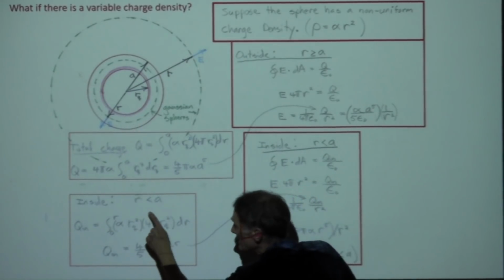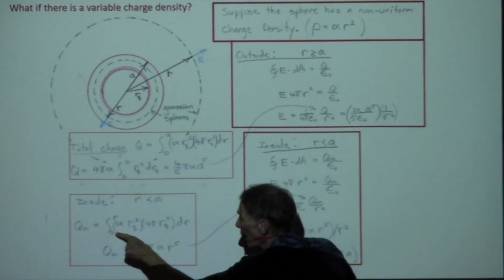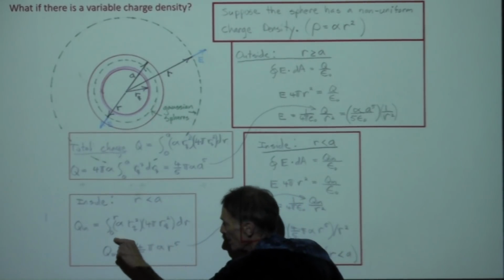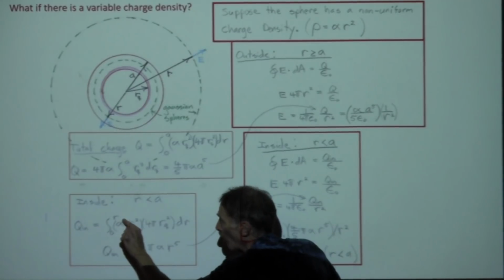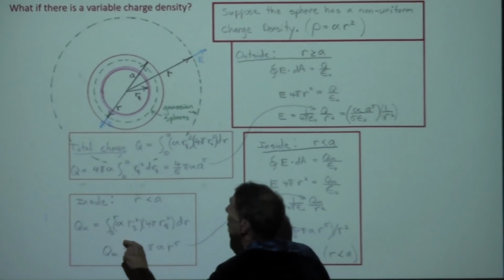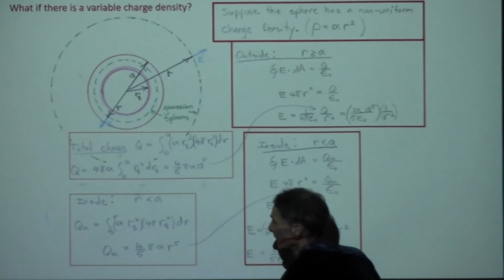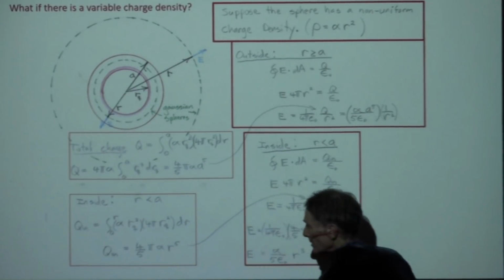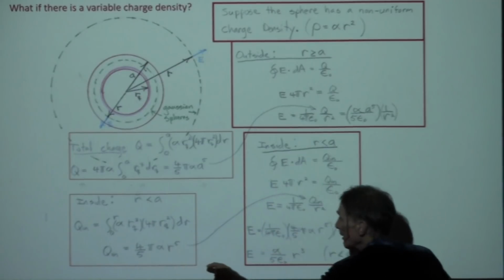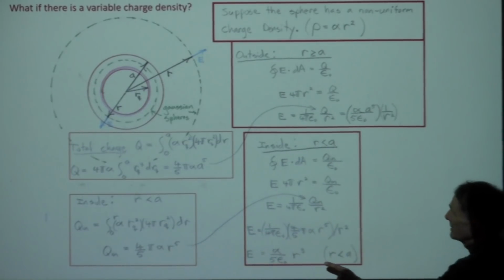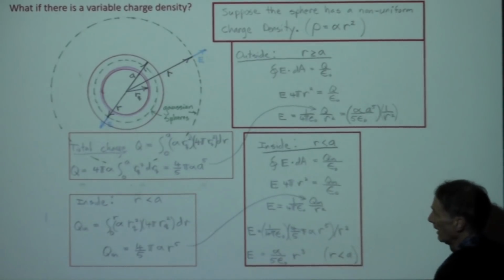If I'm going to be inside where R is less than A, I'm going to do the same thing by adding up a bunch of layers, but I'm going to stop at R. I'm just going to add them up from 0 out to the R of the Gaussian surface. And so this becomes my Q enclosed. And then that comes in here, and that simplifies to this. So that's both outside and inside.